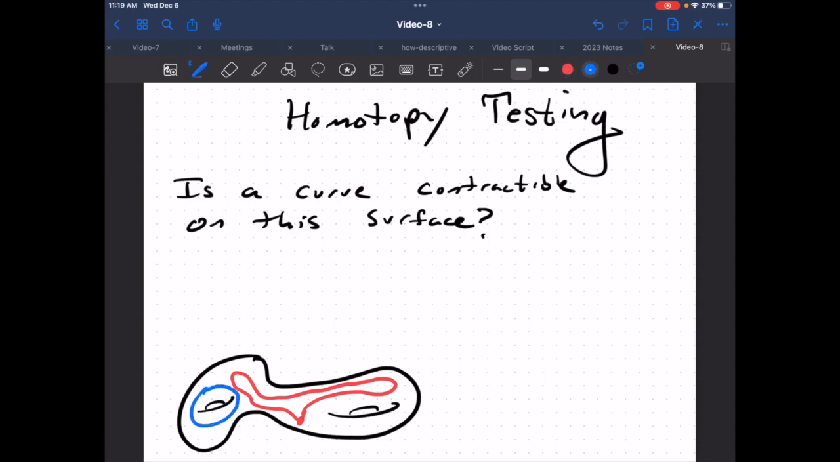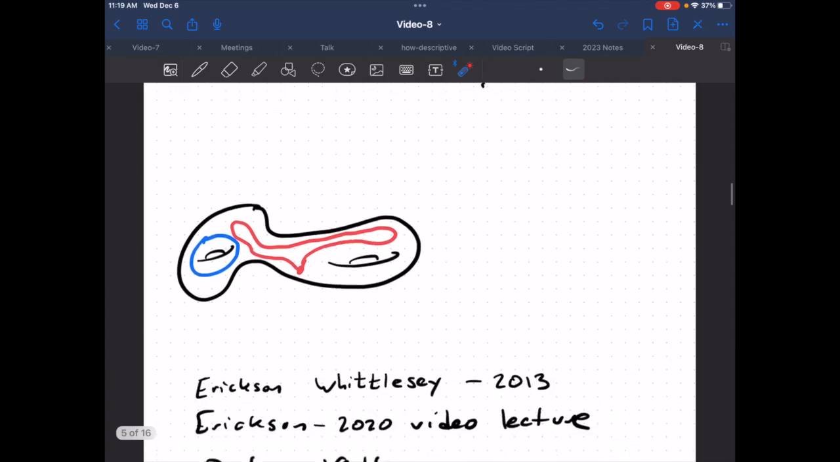But what if I had this blue curve here? If I tried to continuously deform that curve to a point, I would get stuck around this hole in our surface. So some curves you can contract to a point, and some curves you cannot, based on the topology of the surface. And we would like to come up with an algorithm to determine which curves have this property that you can continuously contract them to a point.